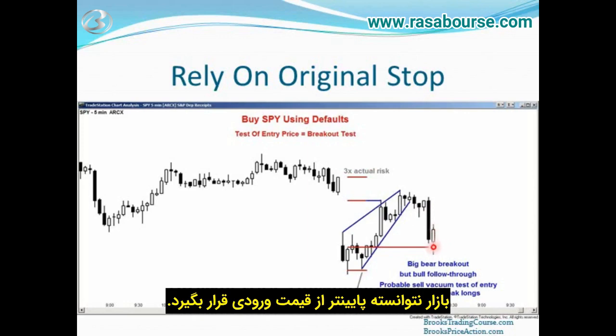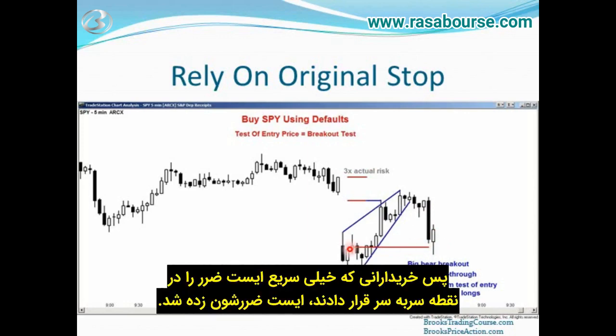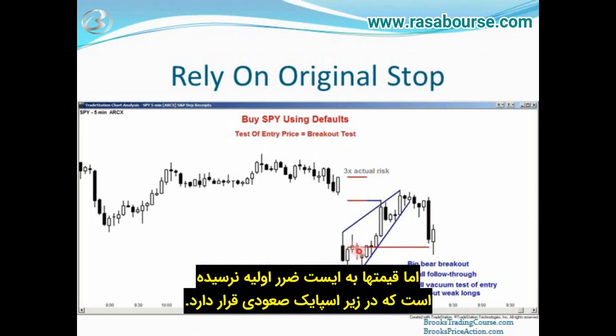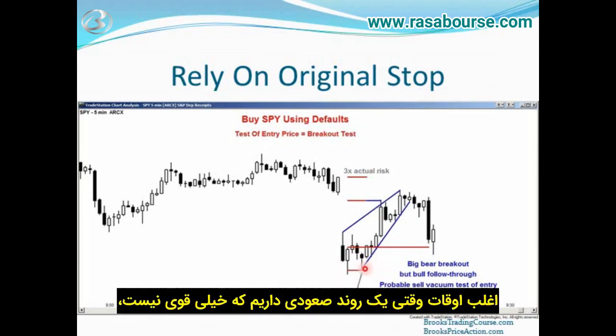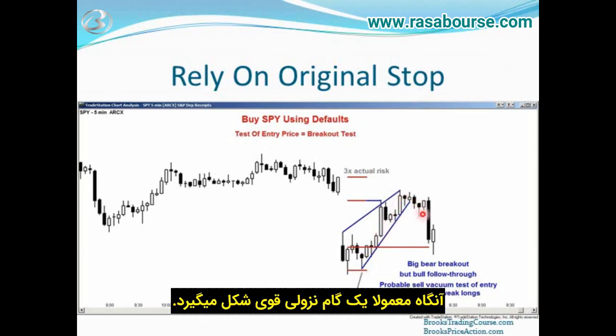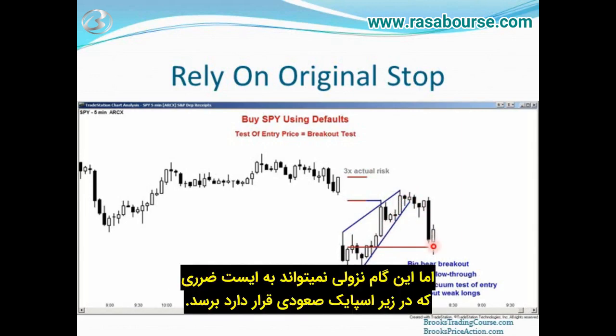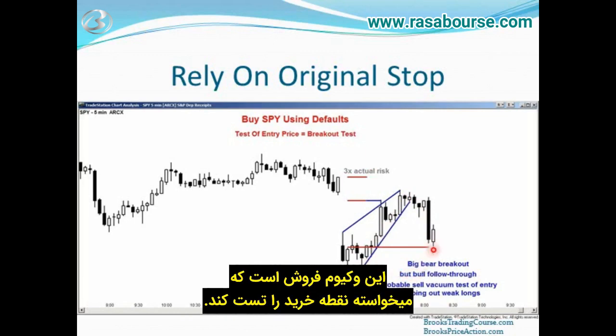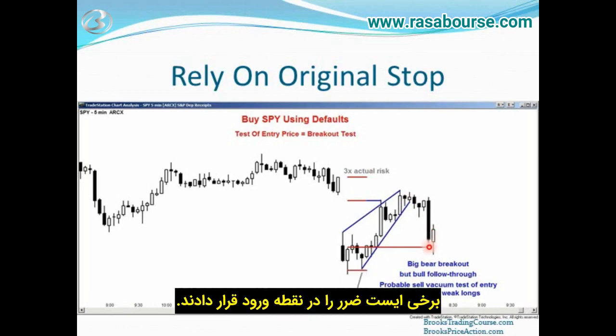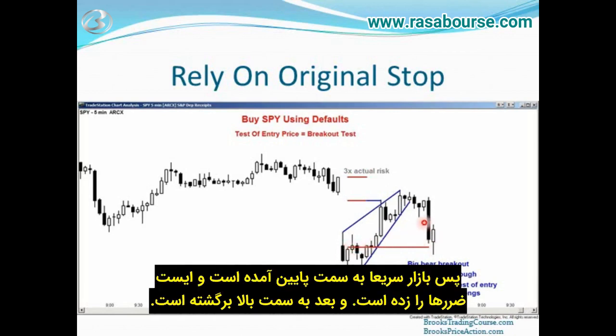The market fell to below the entry price, so it would have stopped out weak bulls who moved their stop to break even too early, but it would not have hit a stop below the bottom of the bull spike. Very often when you have bull trends that don't look particularly strong, you get a very big sell-off, but it does not hit a stop below the bottom of the spike. And this was probably a sell vacuum test of the weak longs, the longs who put their stops at break even. The market quickly came down, wiped out those stops, and reversed up.